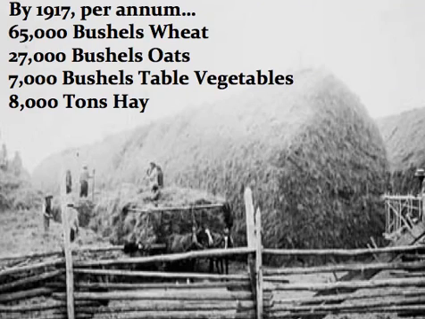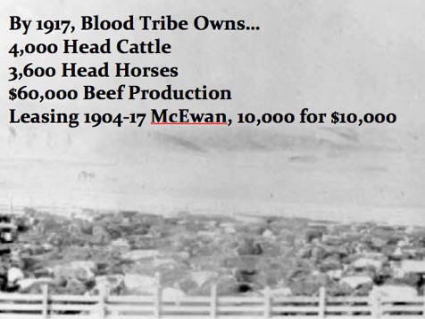On the other side of their business, in growing crops, same year, they harvested 65,000 bushels of wheat, 27,000 bushels of oats, 7,000 bushels of table vegetables, 8,000 tons of hay. So at this point, Blood Tribe is able to help themselves, right? They're no longer dependent on the government. They've built their own business with their own money, and they're succeeding.